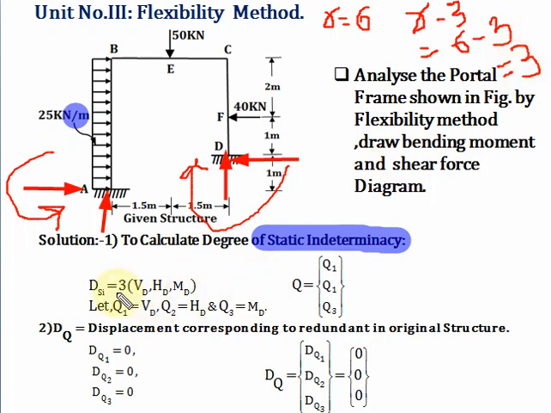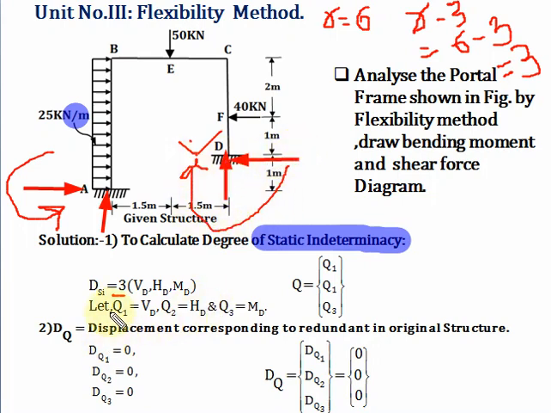Now we have already found that the degree of static indeterminacy is 3. Here we have to consider the redundant forces, and we have to select the redundants in such a way that this frame will remain stable. If we remove the support at A, then this frame will not be stable. So we are removing the support D. When we remove support D, there are 3 reactions: one is the horizontal reaction, another is the vertical reaction, and the third one is the moment.